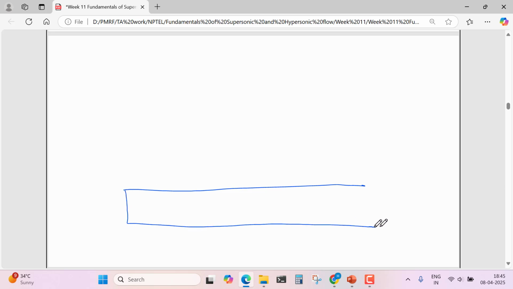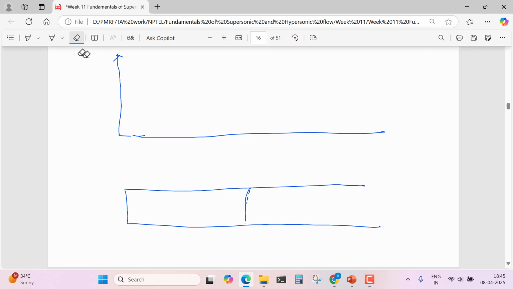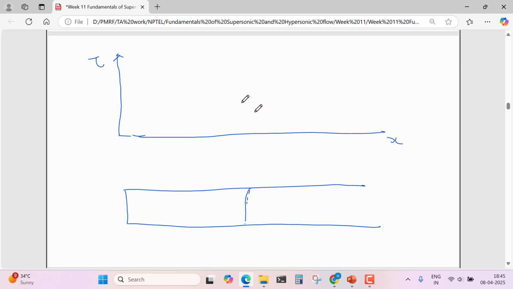I will make one x-t diagram also, to show what is happening. Let's see, initially the diaphragm was here. This is time t, this is x. Initially the pressure here was P1. This condition is 1, this is 2 initially.